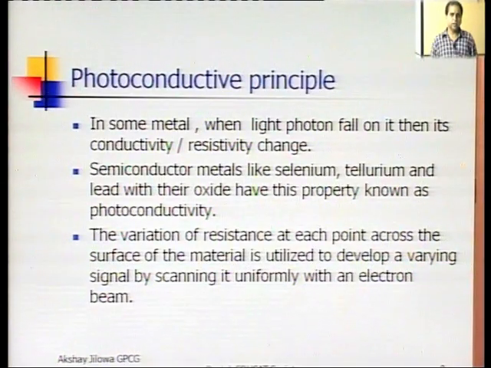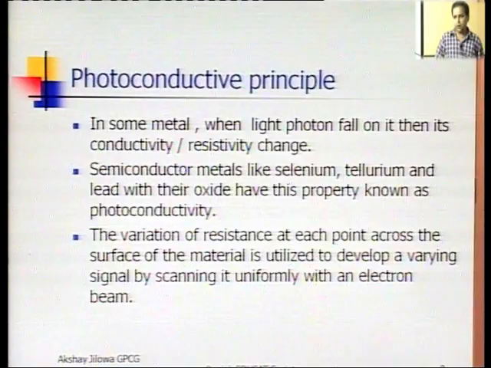Semiconductor metals like selenium, tellurium and lead with their oxide have this property known as photoconductivity. This property of varying the conductivity or resistivity of a particular material when it is exposed to the light, or the source of energy contained in the light, is because of the photons. Whenever we talk about the light, these are the photons, which are energy particles. So, when conductivity changes due to the presence of photons, this property is called photoconductivity.